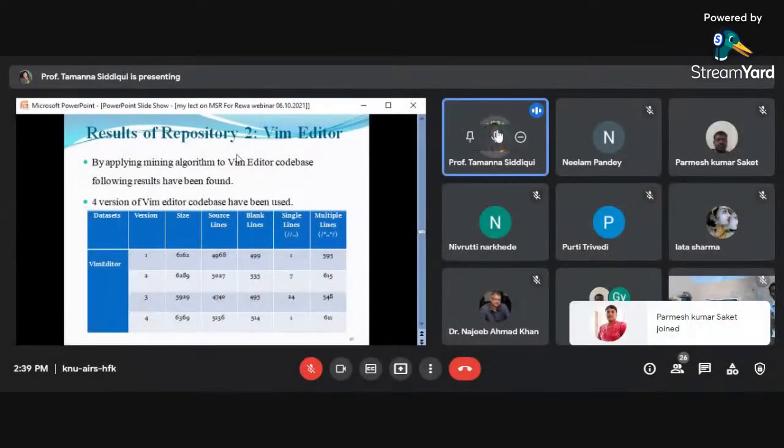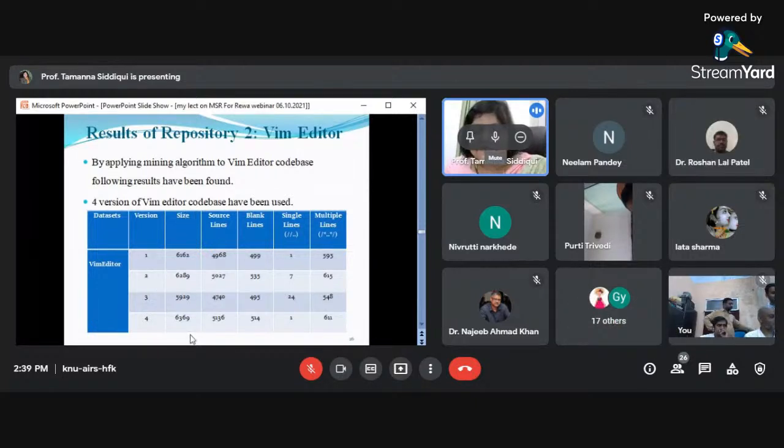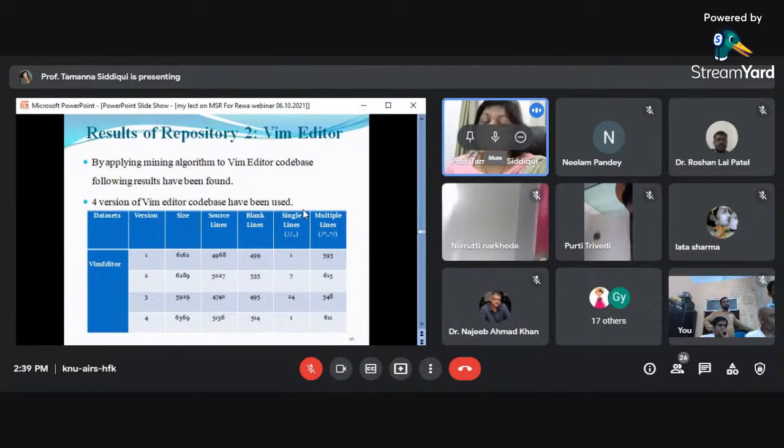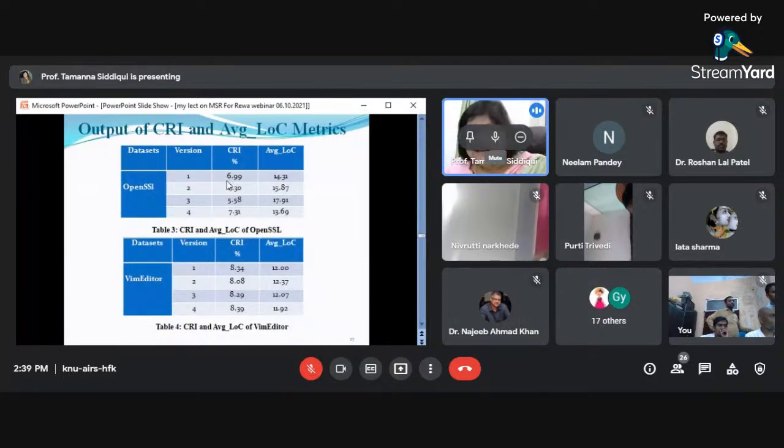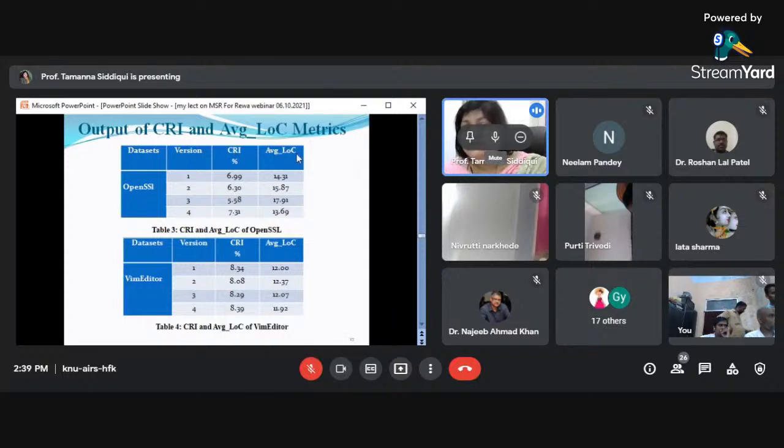Similarly, the same kind of data for the next repository, the Vim editor, versions 1, 2, 3, 4. This is the size, source lines of code, blank lines, single lines, and multiple lines. So these two tables are the output of the mining algorithm. Now this is the output of the second algorithm, where I am calculating the CRI and average LOC, that means the code readability index and the average lines of code required between two comments.